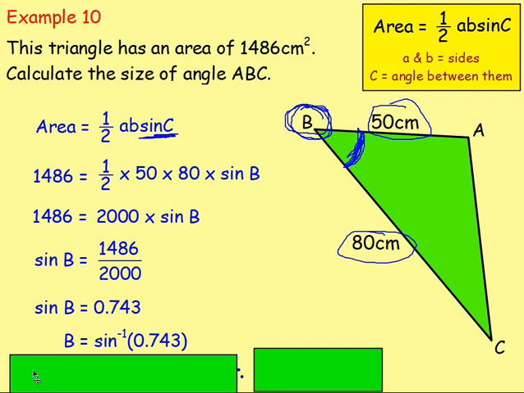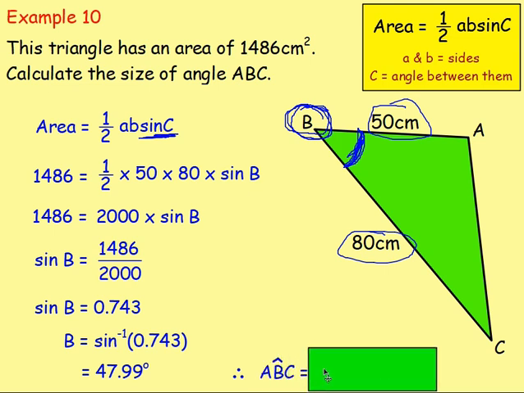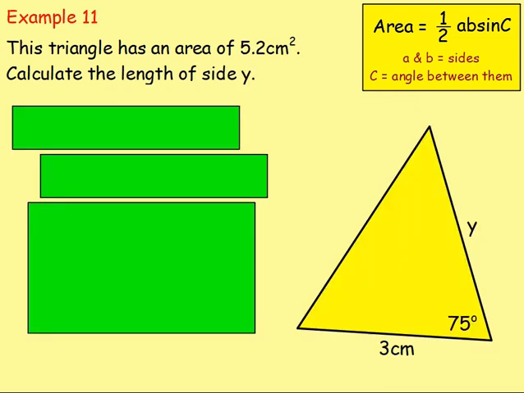And you get 47.99 degrees. And it means then the size of angle ABC is going to be the 47.99 degrees. Yeah! Well done, people. Well done.